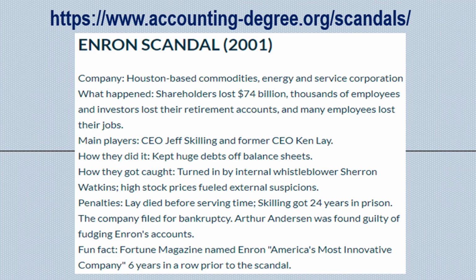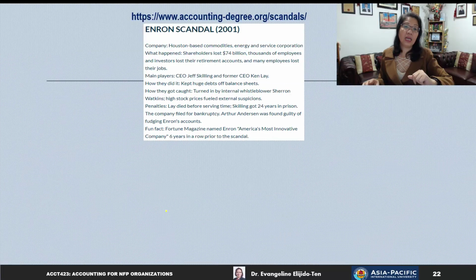The auditor, Arthur Andersen, was actually not independent in this case. They were helping Enron to fudge their accounts. So there's a fun fact there. Fortune magazine named Enron as America's most innovative company for 6 years in a row prior to the scandal. So awards like Fortune magazine's America's most innovative company is not a surefire guarantee that the company will not collapse. All right. So that's Enron.